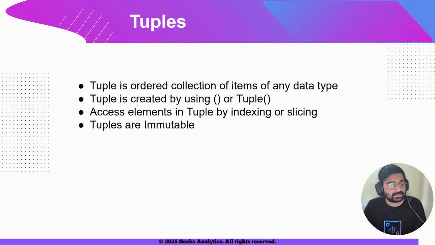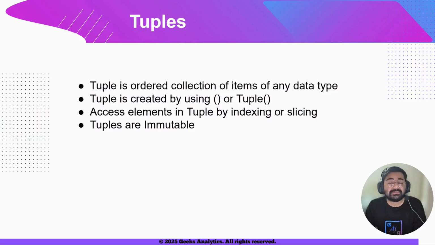Then coming to the tuples. Tuples are very similar to lists, but they're immutable, meaning once created, their elements cannot be changed. Tuples use parentheses; they cannot be created in the same way as lists, with square brackets. They're also useful to ensure that data remains constant.